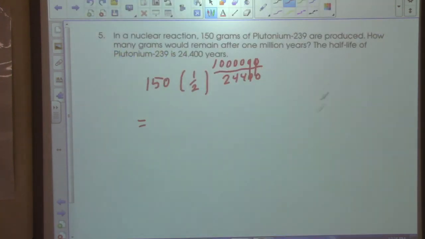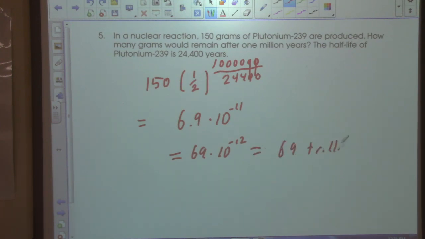times 10 to the negative 11th power. You know what to the negative 11th power is? Well, 1 millionth is 10 to the negative 6th power, 1 billionth is 10 to the negative 9th power, and 1 trillionth is 10 to the negative 12th power. So this is going to be 69 times 10 to the negative 12th power, which equals 69 trillionths of a gram.